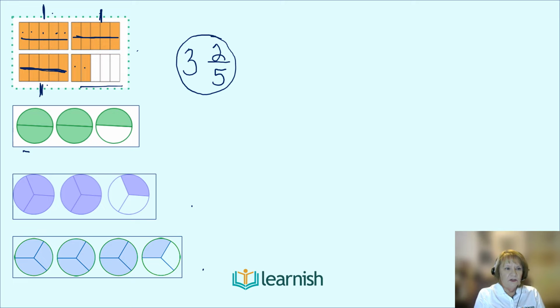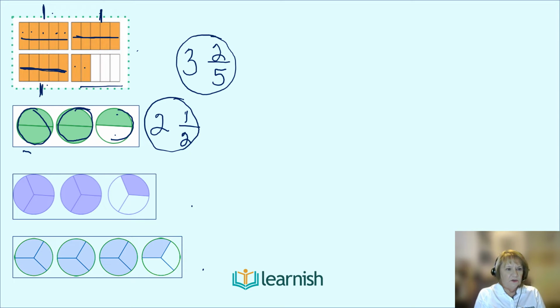So let's look at the green circles. This entire green circle is shaded in. This entire green circle is shaded in. So that's 2. And then 1 out of 2 parts are shaded in the third circle, which represents 1/2 or 1 out of 2. So our mixed number here is 2 1/2.